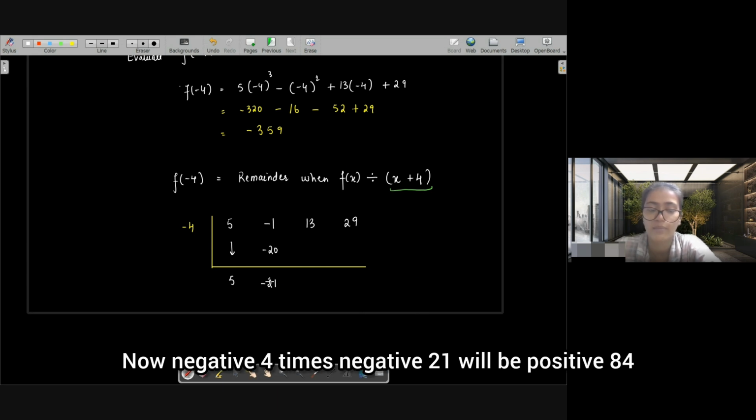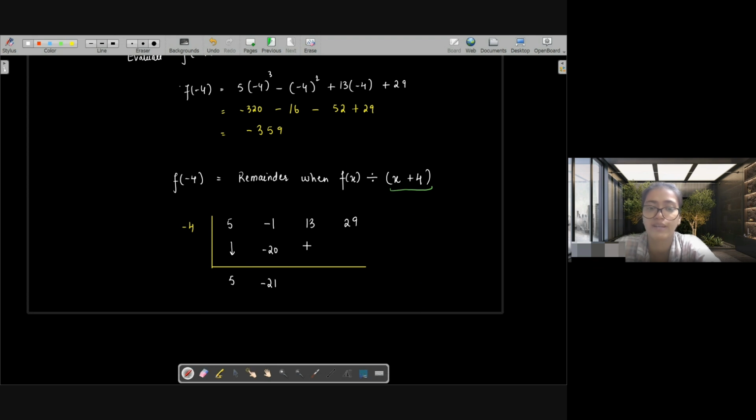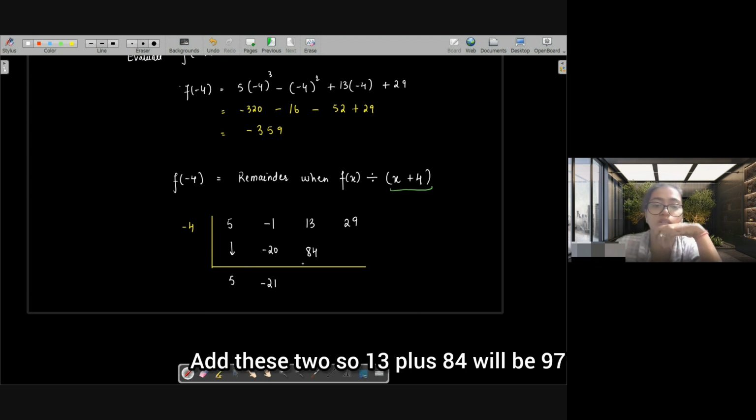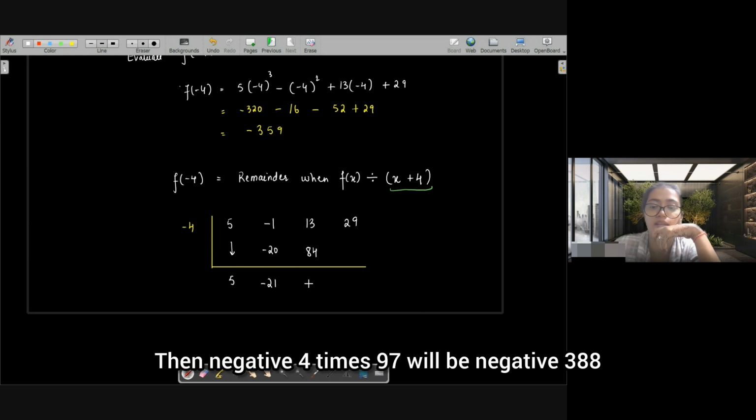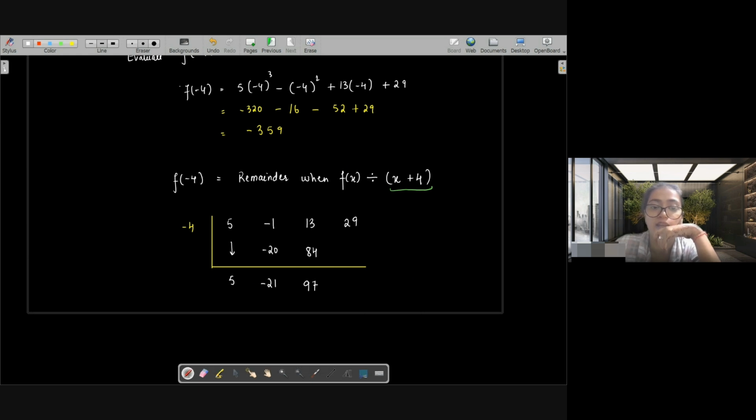Now -4 times -21 will be +84. Add these two. So 13 plus 84 will be 97. Then -4 times 97 will be -388. And add them. So if you add these two, you get -359. And this is the remainder.